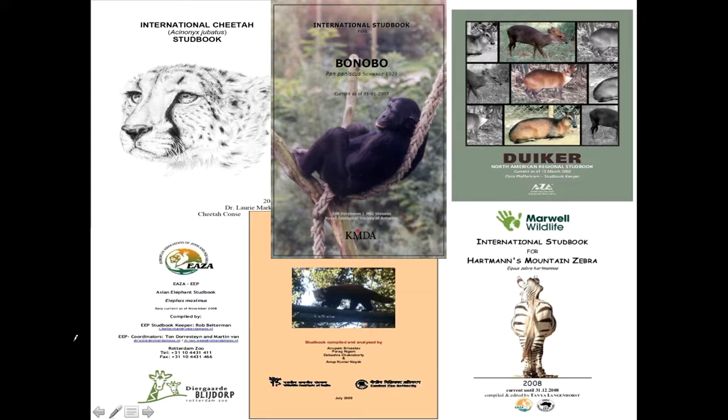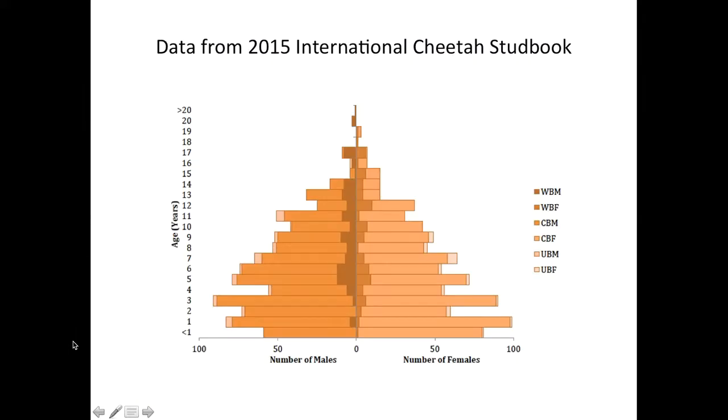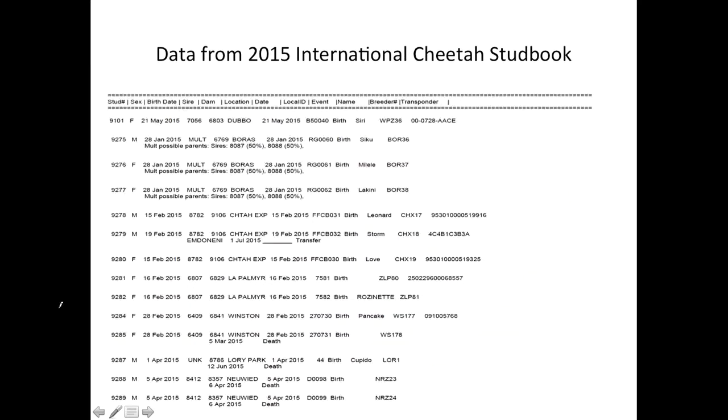These stud books include information about the age, sex, parentage, and location of individuals for the species. Shown here is a diagram from the International Cheetah Stud Book, which shows the age of individuals in the species and the number of males and females.